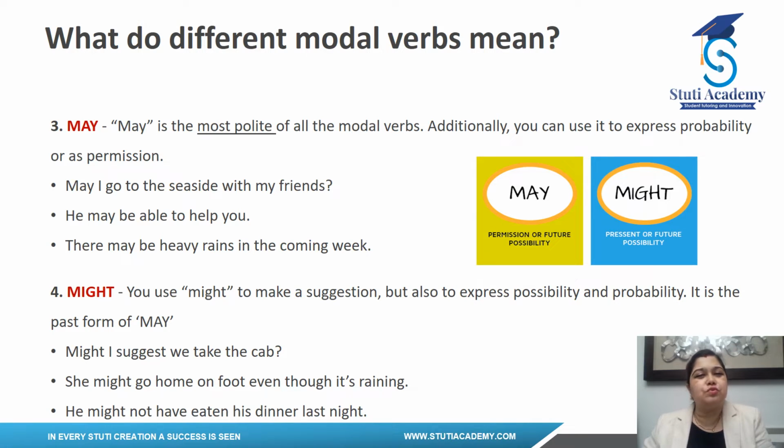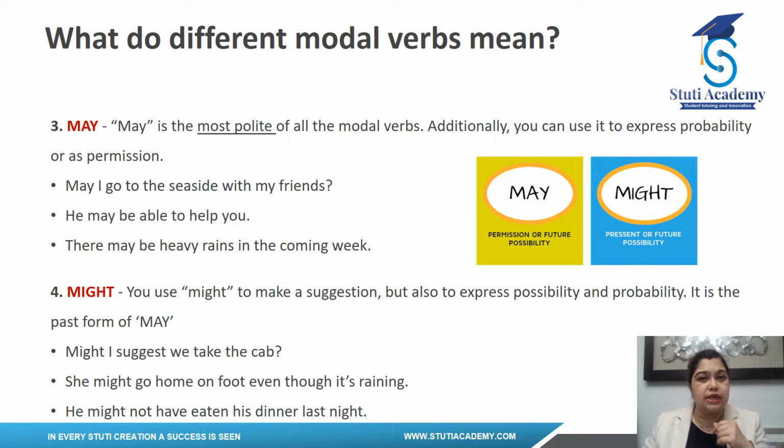Now let's move on to the might modal verb. Might is used to make a suggestion. So something that might happen or something I might suggest to you. So it is also used for possibility and probability. So it is the past form of may. Okay, may if you're talking about now, might is the past form of may.